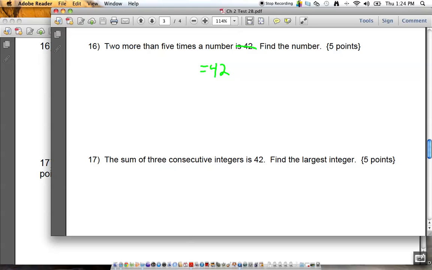Now, what's something else that they can translate here? I want somebody who hasn't helped me yet. Diana, what's something in there that you know what it means? 5 times a number. How do I write 5 times a number? 5n. Good. So over here in my mind, I've got a 5n. I don't want to quite use it yet, but it's there. We're waiting to use it. All right, so what else can you do?